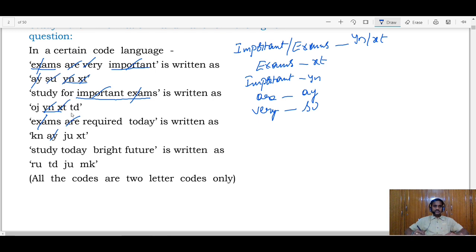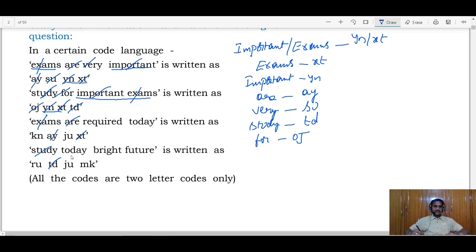Then study and for are the words that are common. Study is the word that is common between these two, OZTD, and TD is the code that is common. Now finally, what is the word that is left out? For. And the code for the word for is OZ.